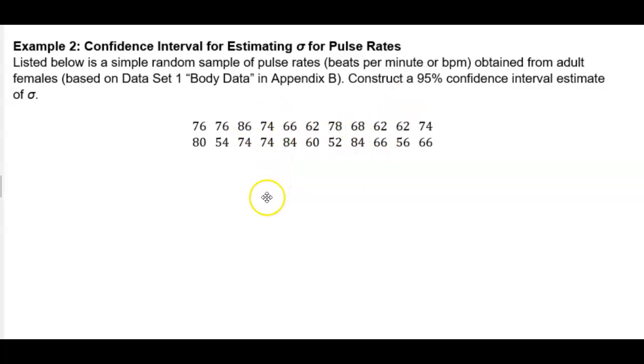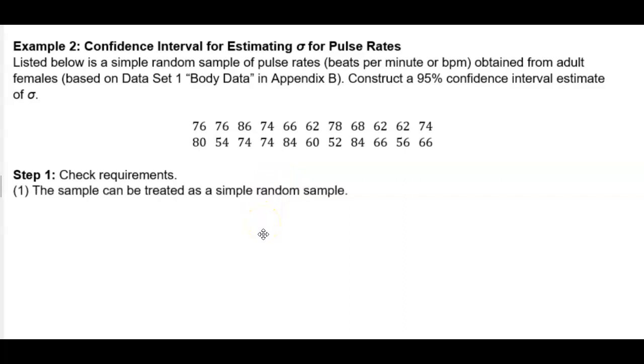So here's the data that's given. First thing we want to do is check the requirements. Well, the sample can be treated as a simple random sample. Now what we want to do is determine, looking at the normal QQ plot. So let's take a look at that.